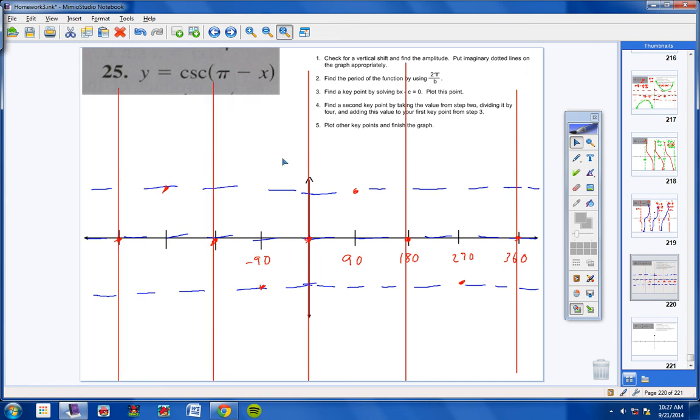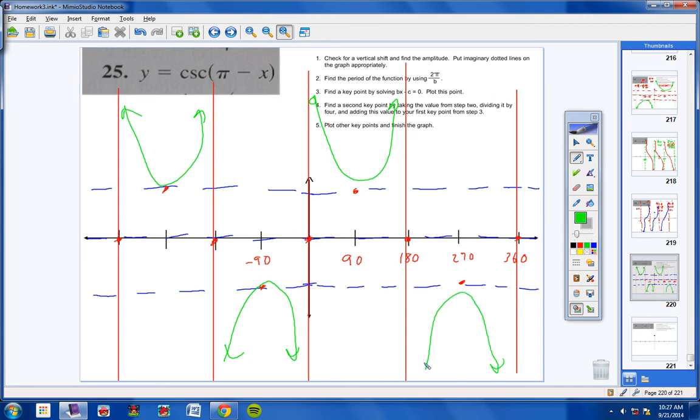And then we're ready for the final touches, the final graph. So here we go. Here's a high point here, so you have a parabola here. Here's a low point here, so we have a parabola here. Here's a high point here, so we have a parabola here. And here's a low point here, so we have a parabola here. Wow, one more problem, we're finally done.